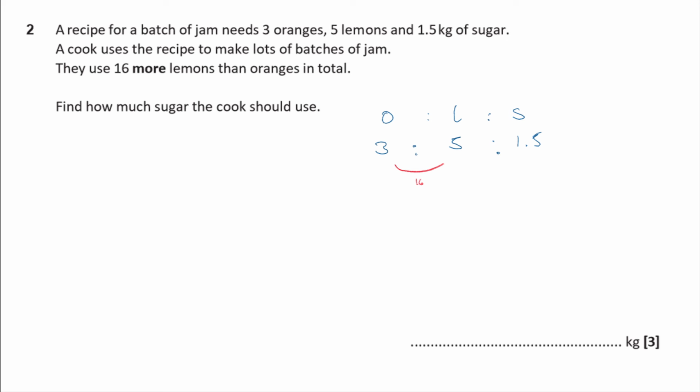So that means if I multiply that up by a factor of 8, then that should tell me how many of these things I have. So 3 times 8 is 24. 5 8s are 40. And 8 times 1.5, well, that's 12, isn't it? Just double checking that there is a gap of 16 between these two: 24 plus 16 is 40, so that worked. So this number on the end here has got to be our answer. How much sugar does the cook use? The cook uses 12 kilograms.